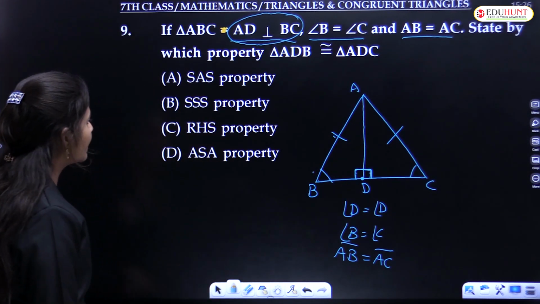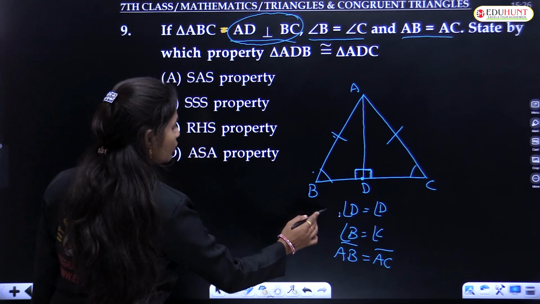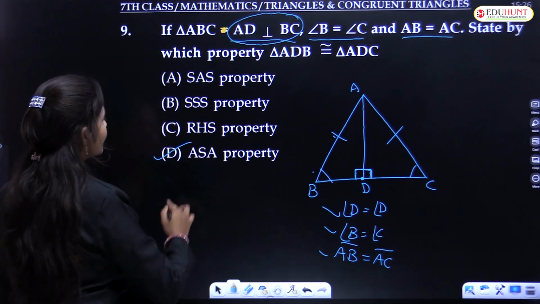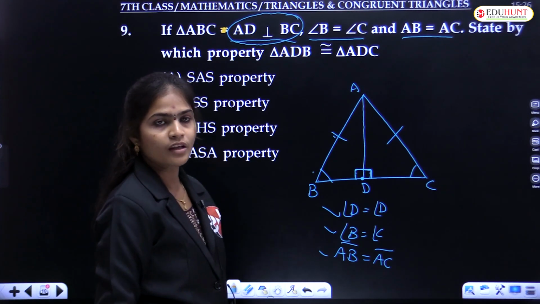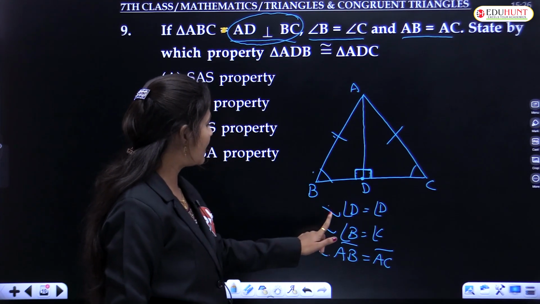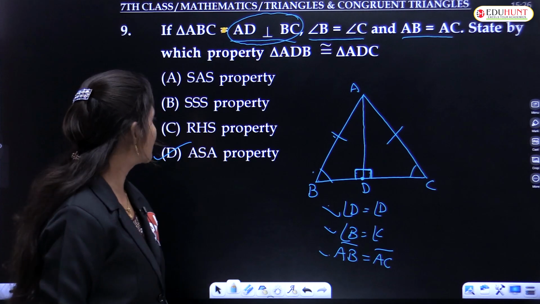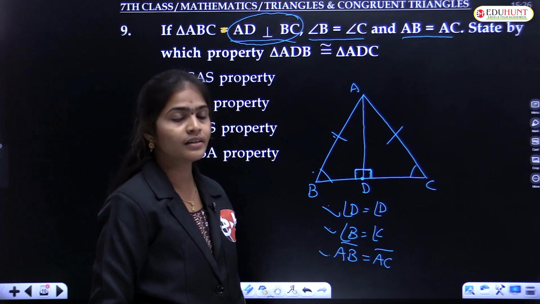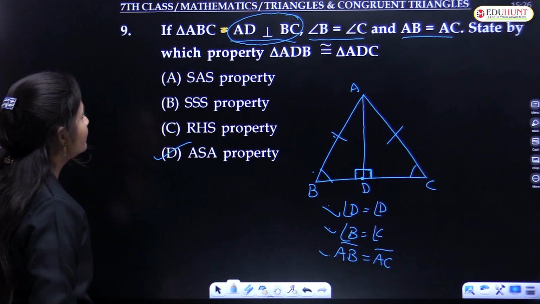Okay, so that is related to which congruency? Here two angles and a side. Two angles and a side means that is the ASA property. So angle, side, angle. That's why here that is the ASA property. Is it clear, children? Yes. So next one.